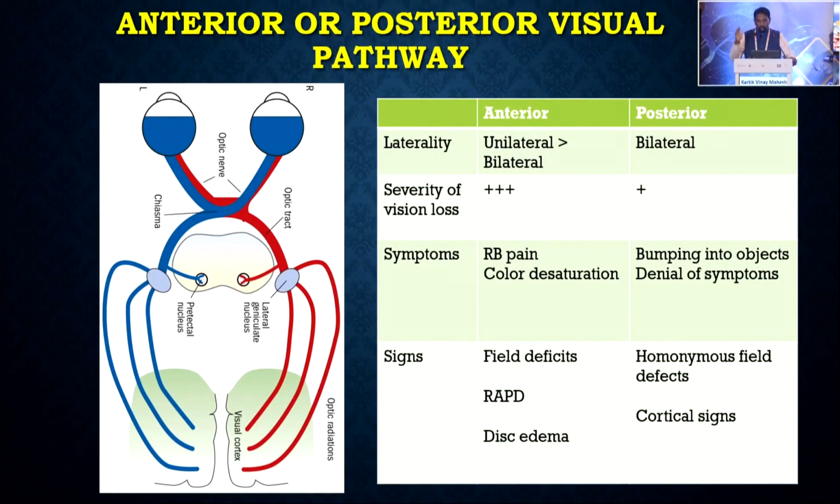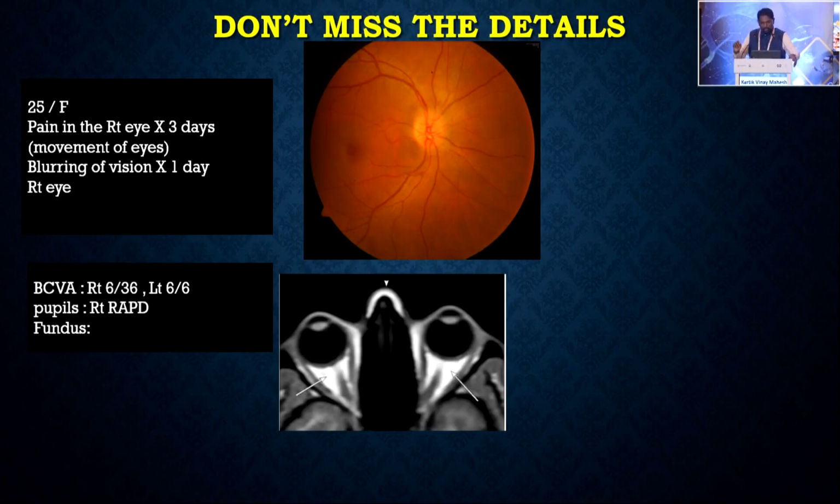Posterior visual pathway, like cortical vision loss, the patient hardly will complain to you that I have vision loss. They might have denial of blindness, they might just bump into objects. And of course, you have cortical signs going along with it. So when you have localized, this is anterior visual pathway, next thing is you have to order the specific investigations.